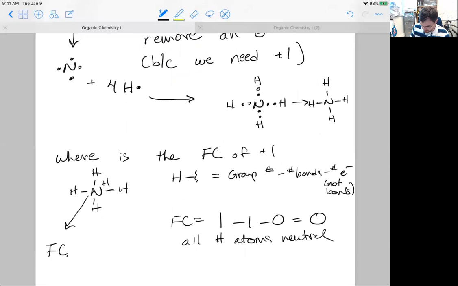So the formal charge of nitrogen, in this case, we have N with 4 bonds and no lone pairs. So that's a group 5 element. It has 4 bonds. It has 0 non-bonding electrons. It's going to give us a +1 charge. So that +1 corresponds to the formal charge that I've shown over the nitrogen atom. And because it's the only formal charge in the molecule, we now have a polyatomic cation with an overall charge of +1.